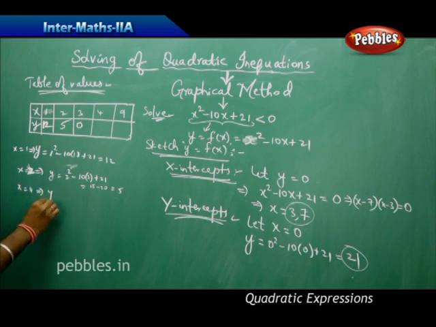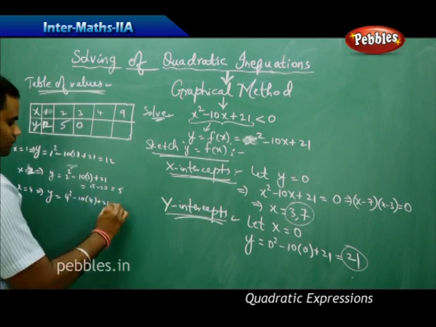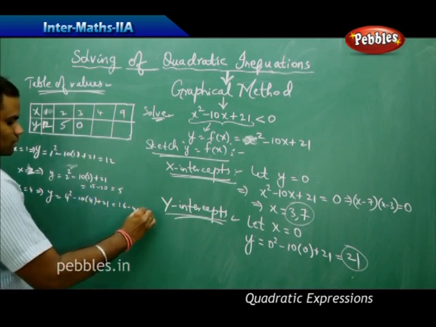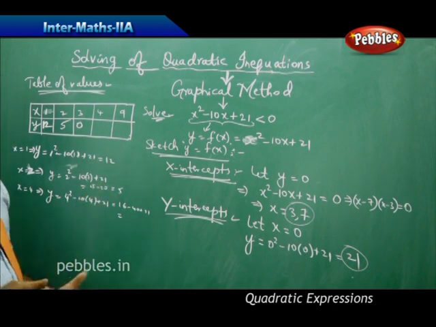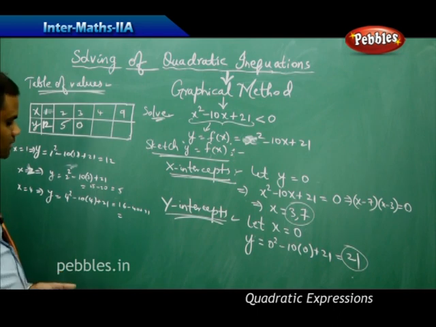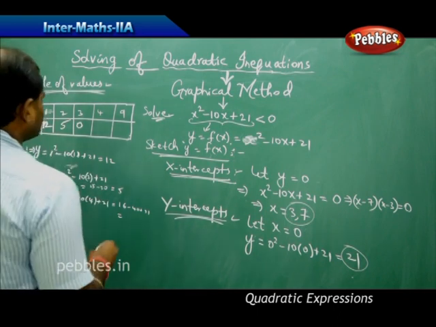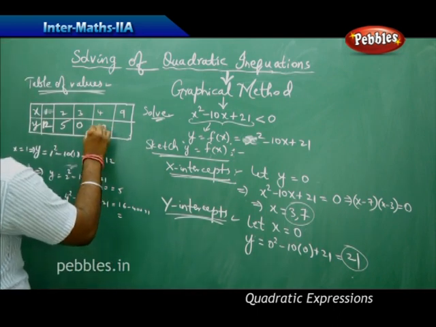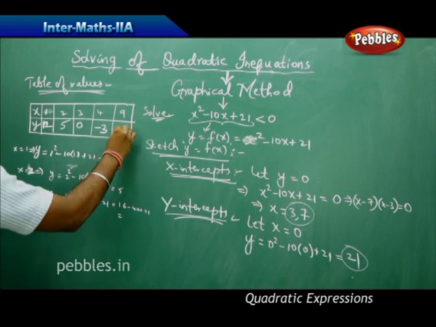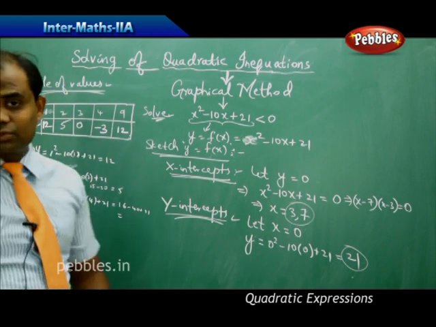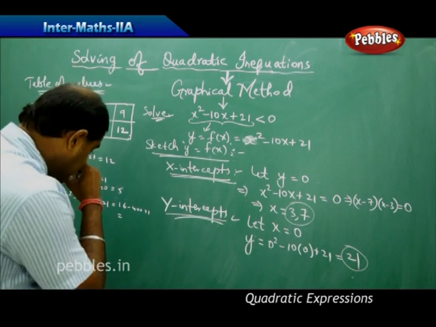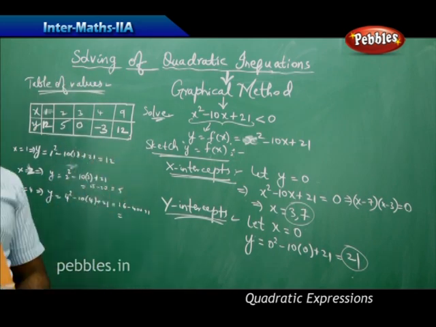Similarly, when x is 4, my y is 4 squared minus 10 times 4 plus 21, which gives me 16 minus 40 plus 21. On simplification, 16 plus 21 is 37, minus 40, which is minus 3. Similarly, when x is 9, I get my y as 12. This is how we get the table of values for the different x values considered.